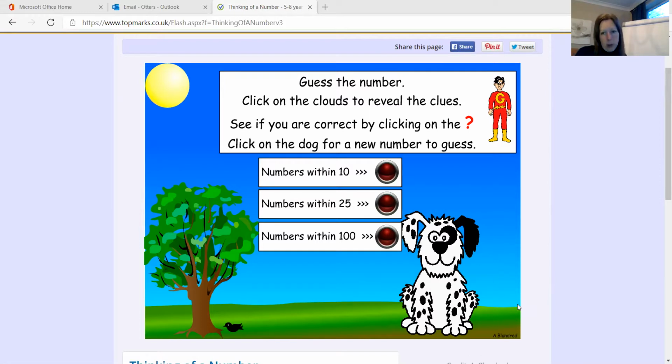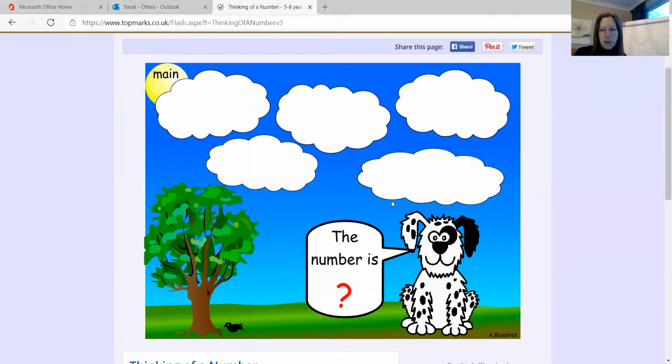I'm going to start with the middle one, just so you can get a feel for how it works and what it's about. Okay, so we have got our friendly little dog here, and our friendly little dog is thinking of a number. Now we have got to try and work out the number that the dog is thinking about. Now above him you can see there are some little thought clouds, and these are the clues to the number that he is actually thinking about in his head at the moment. And we've got to try and work out by revealing the thought bubbles one at a time as to what the number actually is. So let's see what our clue is.